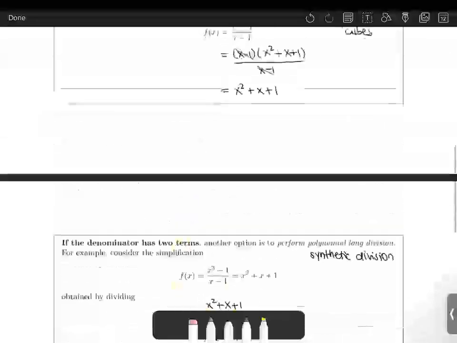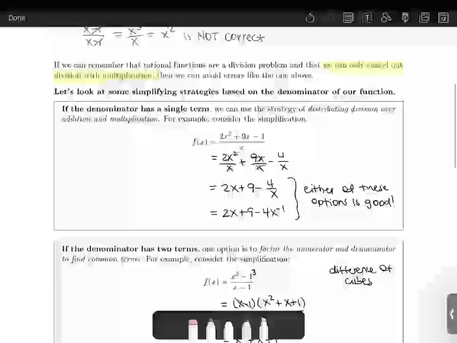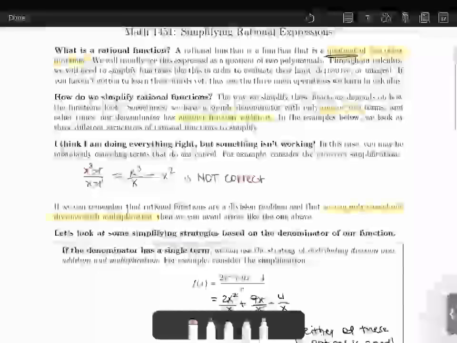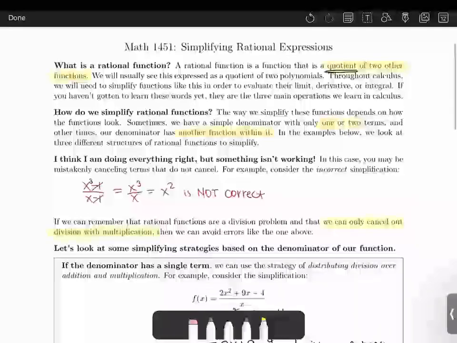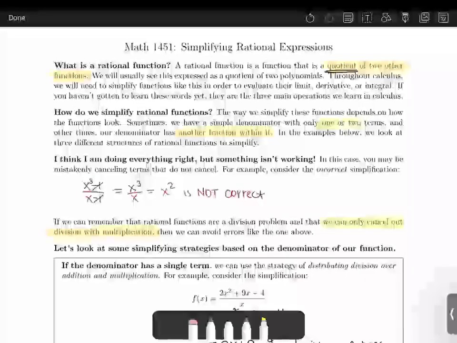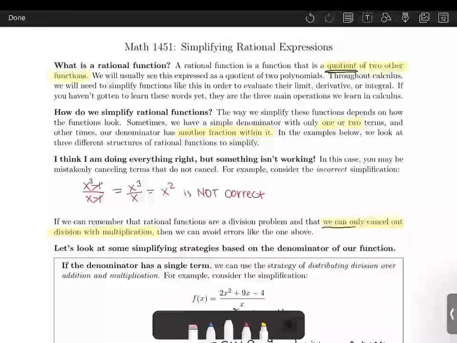But the biggest takeaway from this is that we're going to remember that a rational function is a quotient of other functions, and we can only cancel out that division with multiplication because it is a quotient, which means division. So that's how we're going to approach simplifying rational expressions.